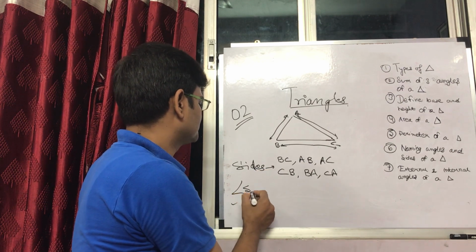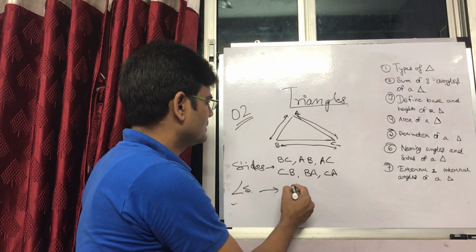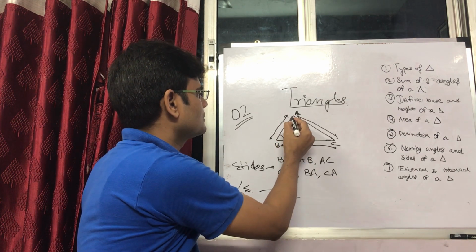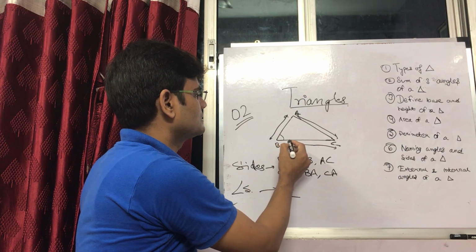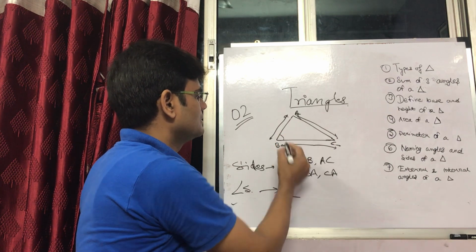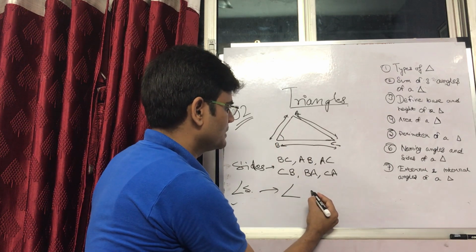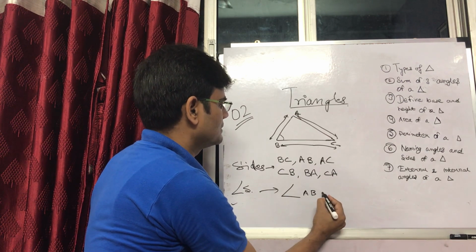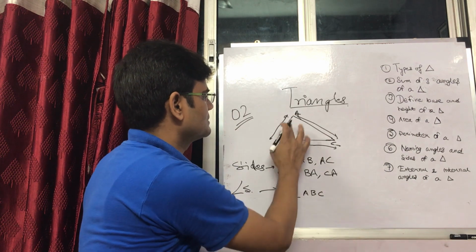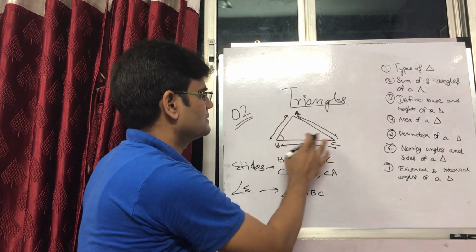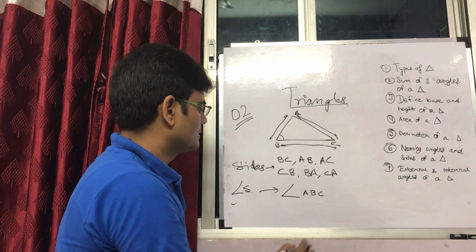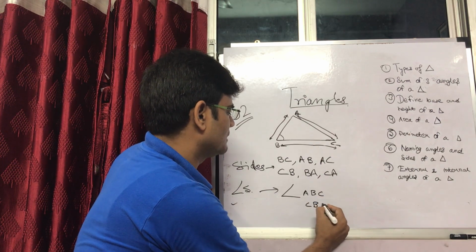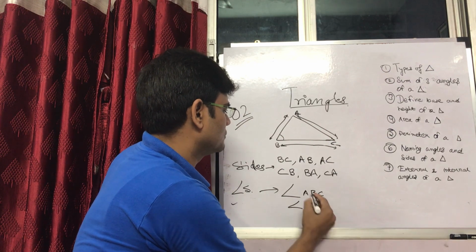Angles, very easy. If you consider this angle, an angle is always formed by two line segments, right? You put the point where the two lines meet in the middle and put the other two on the other two sides. So this is ABC, angle ABC. You can also put C here and A here. So both are same.